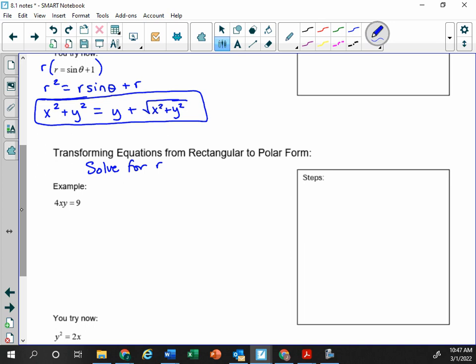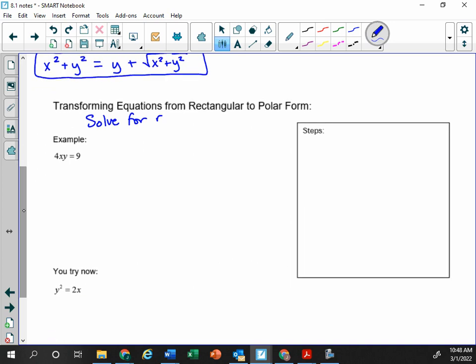Okay, so I've got 4xy equals 9. The 4 I will leave alone. What do you think I could replace the x with? Exactly, r cosine theta. What am I going to replace the y with? Good. Okay, so I'm going to rewrite this as 4r squared cosine theta sine theta equals 9.